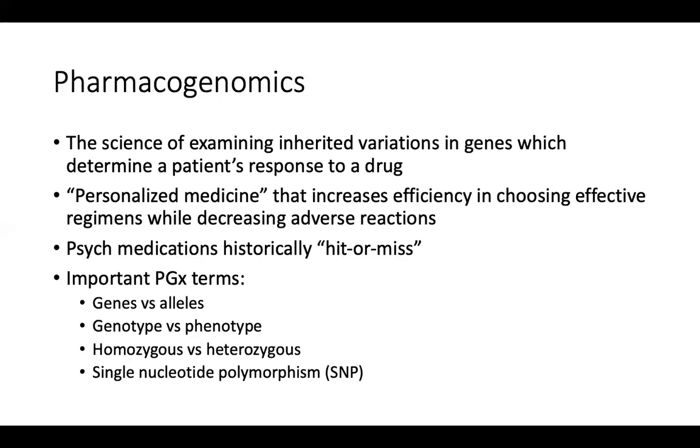And then I guess I'll just add, genotype versus phenotype. So genotype being a set of unique genes to determine a specific trait, and then the phenotype being the observable trait or the outward expression of a genotype.